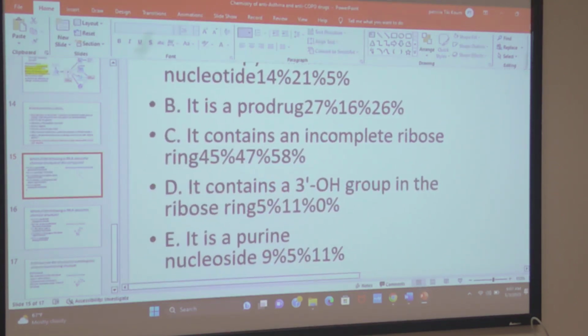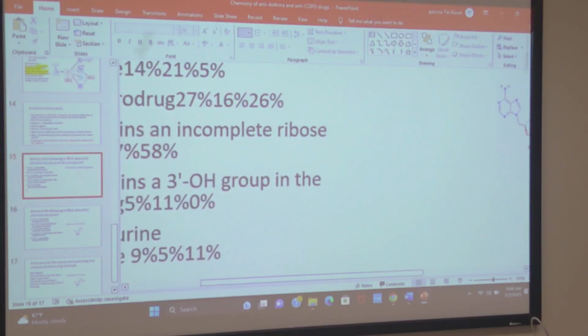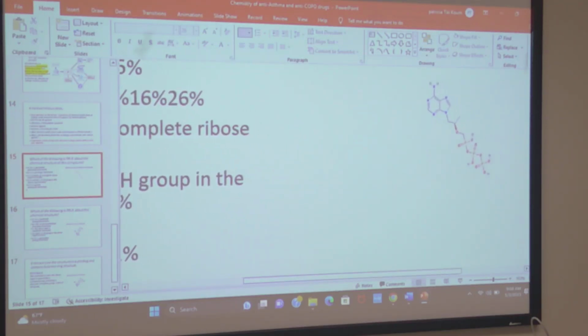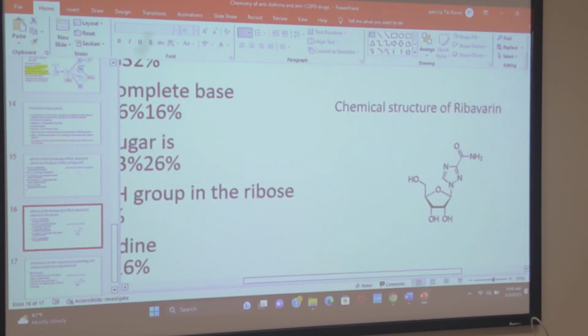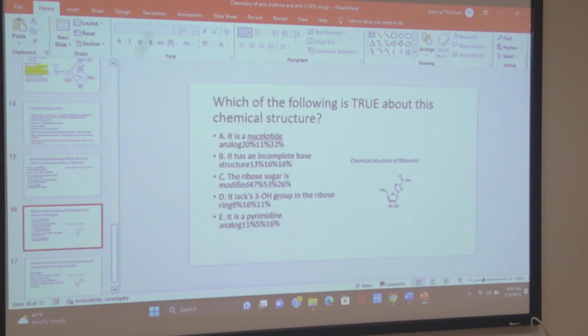Then, does it contain 3' hydroxyl group? If it doesn't have a complete ribose sugar, then forget about 3' hydroxyl group. There is no question of 3' hydroxyl group. No. Is it a purine nucleoside? No. The structure given is a purine nucleotide. Okay? Then the next question, which of the following is true about this chemical structure?